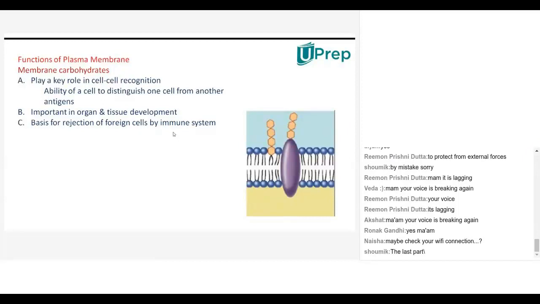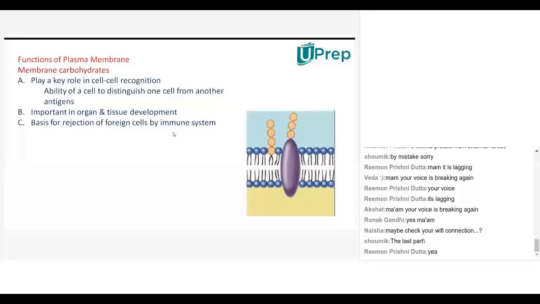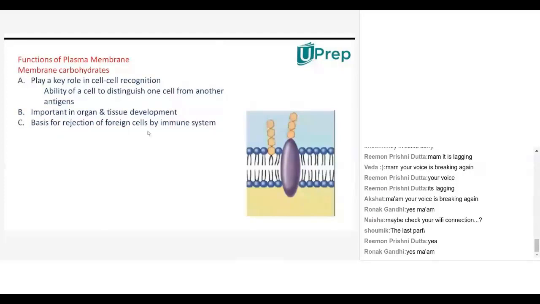Okay. Did you get the immune system part? The immune system is the concept related to rejection of foreign cells and recognition of the body's own cells. This is recognizing own cells, and this is rejecting foreign cells. So this is how our immune system, in other words the protection system in our body, works.